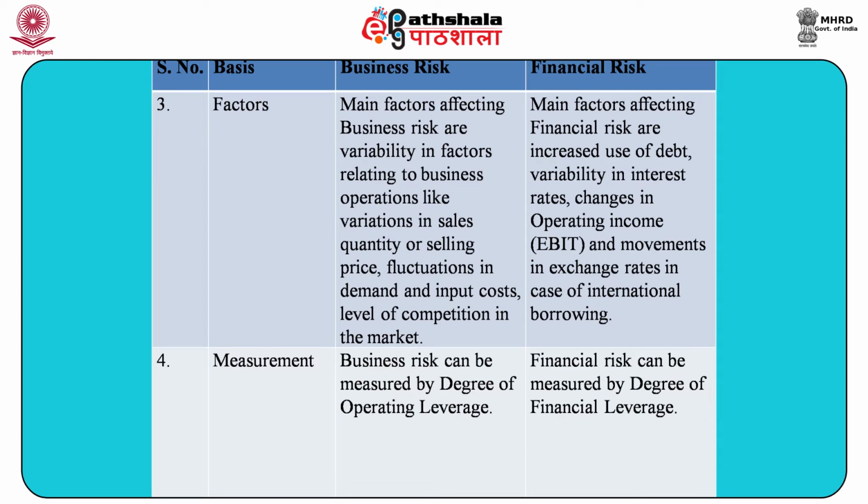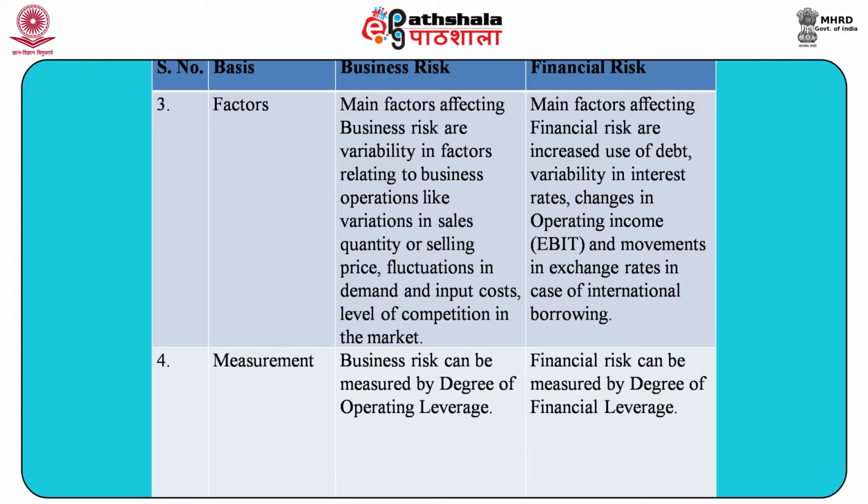3. Factors. Main factors affecting business risk are variability in factors relating to business operations such as variations in sale quantity or selling price, fluctuations in demand and input costs, level of competition in the market, whereas main factors affecting financial risk are increased use of debt, variability in interest rates, changes in operating income, that is EBIT, and movement in exchange rates in case of international borrowings.